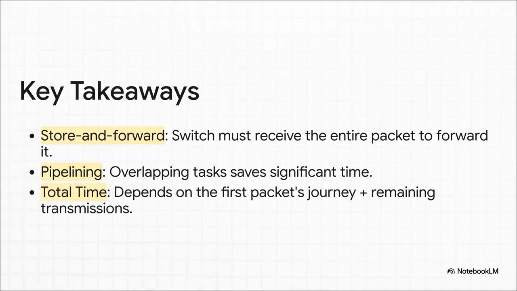So let's quickly recap the big ideas here. First, store and forward is a critical rule. The switch has to swallow the whole packet before it can spit it back out. Second, that pipelining trick is a huge time saver. It lets the network multitask. And finally, the total time really comes down to the full journey of that first packet, plus just the transmission times of all the packets that follow.